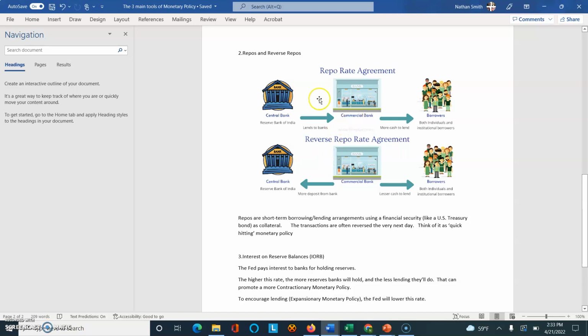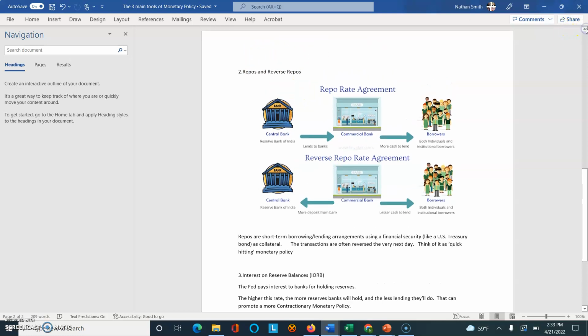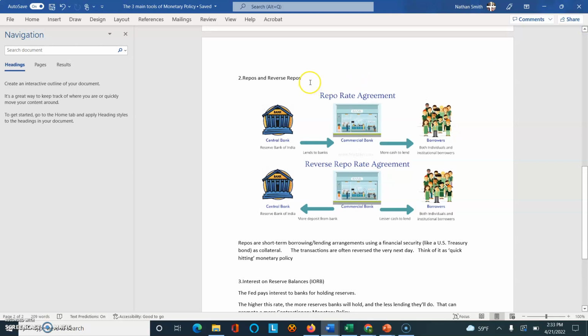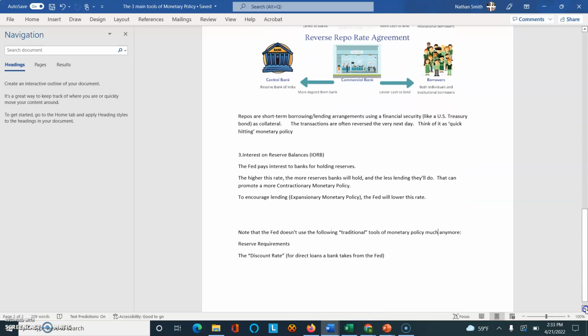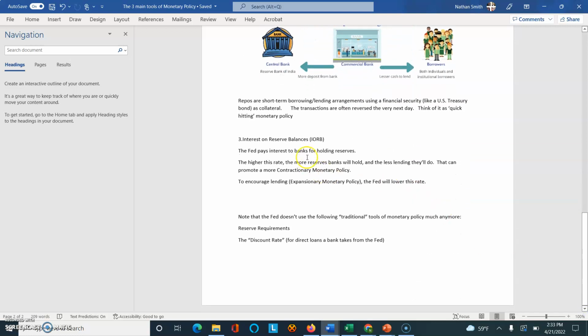Now, if you ask yourself what the heck is different about a repo and an open market operation, really the main difference is that repos are very short term, like an overnight transaction that would get reversed the very next day. So it's a way for a central bank to, let's call it, quick hit. It's quick-hitting monetary policy. It's very important today and does not get enough description in the textbooks.